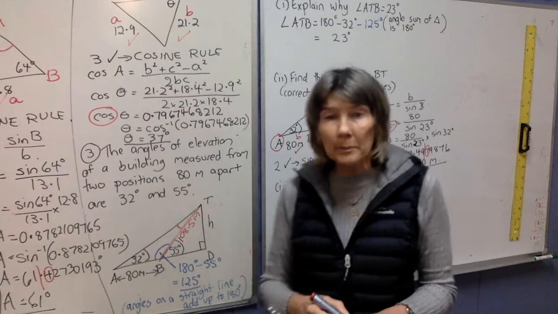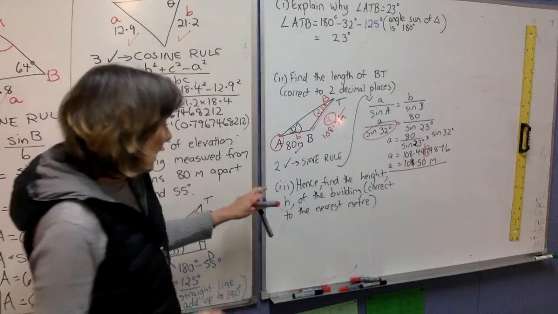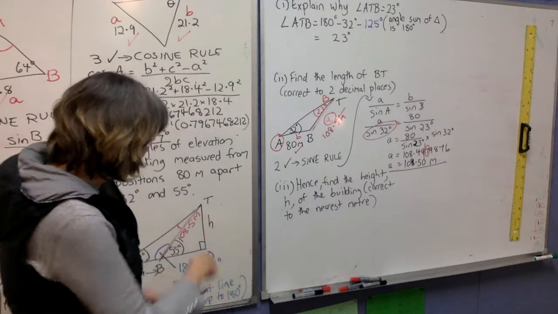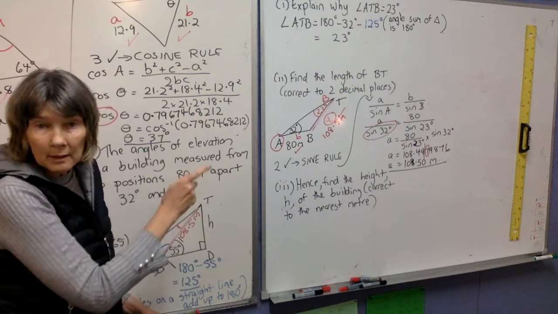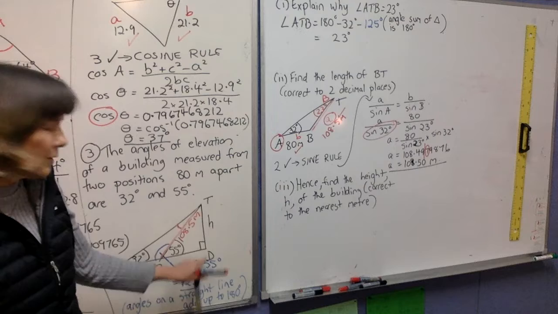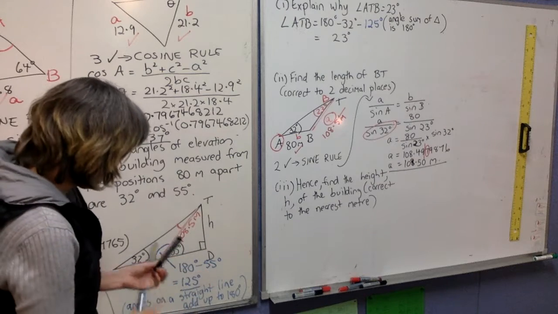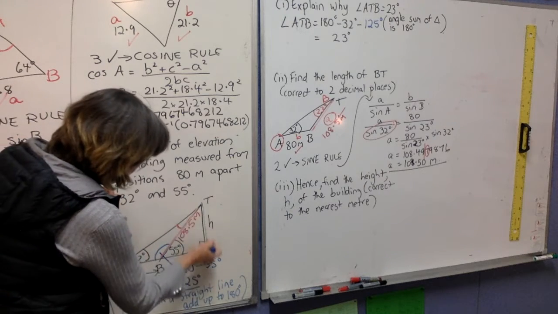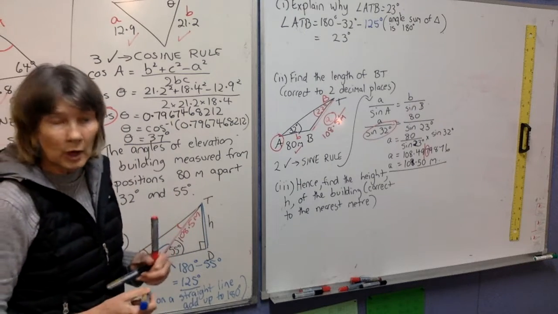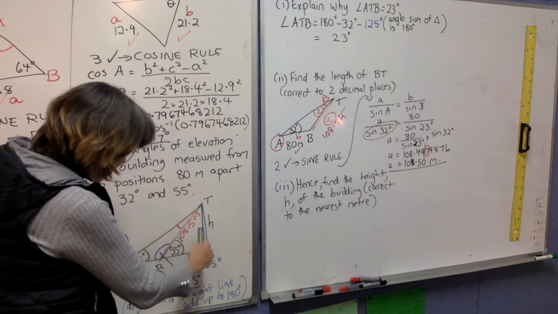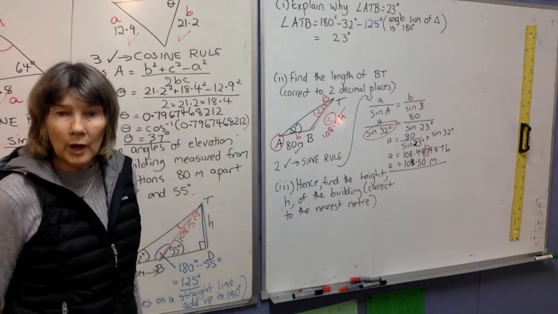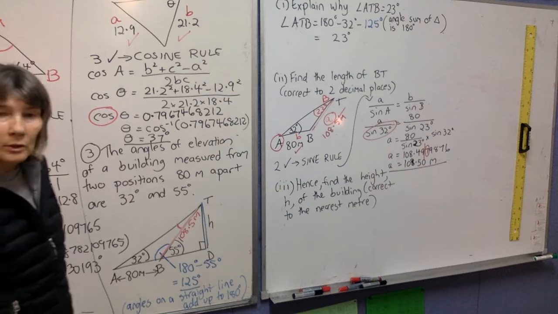All right, now the third part of the question says, hence, in other words, continue, use what you've just got as your answer. That's why I got you to write it in. Find the height h of the building. So we're looking for this now. So if we're going to be looking for this side, you've got to go, well, what is that part of? Which triangle? Well, it's part of this one, and it's also part of this big one. So which triangle of those are we going to use?